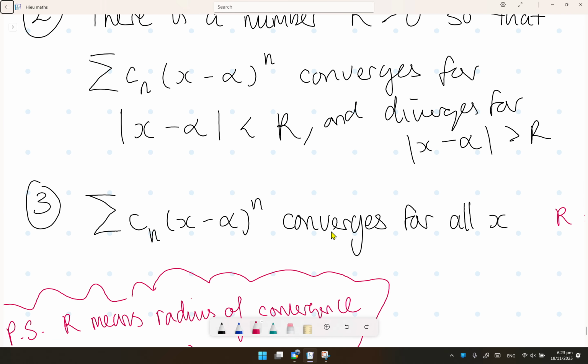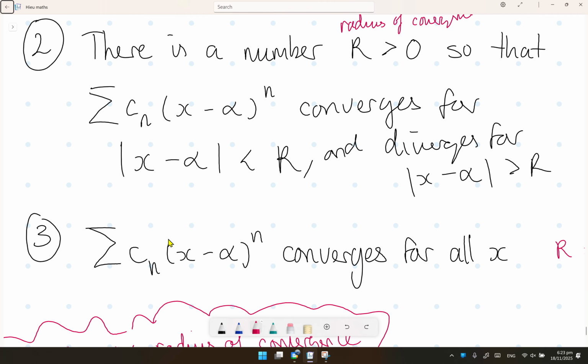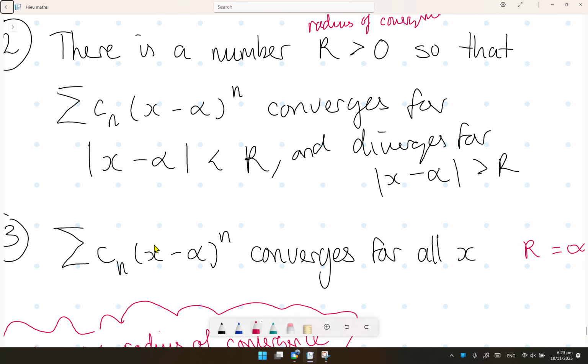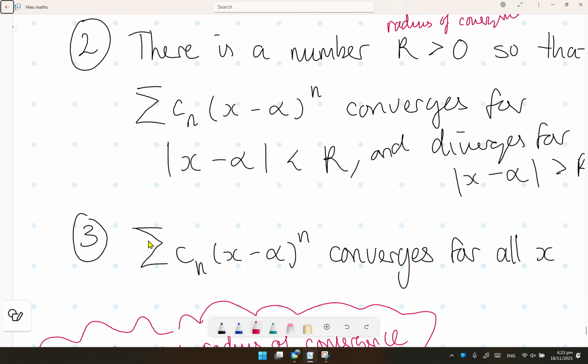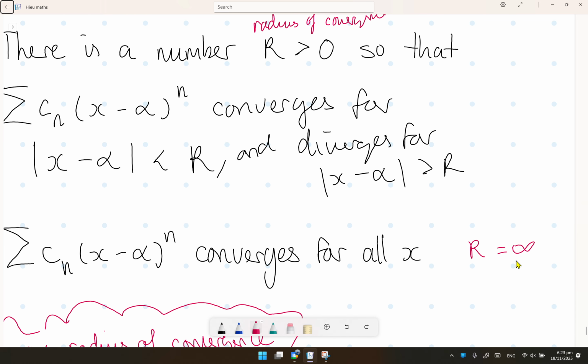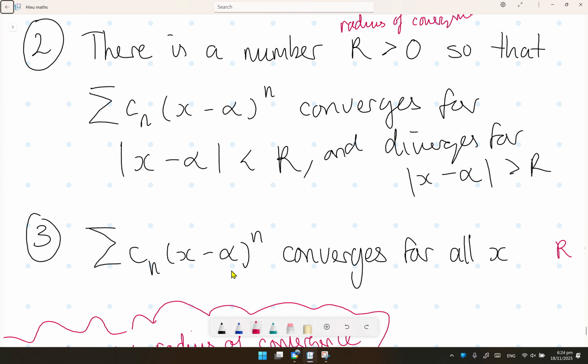Okay, so that's the second scenario. And then there's a third scenario where it just converges for all x's, right? There is no limit. And here r would be equal to infinity, right? x minus alpha is less than infinity if it converges. And that's going to be all terms. So those are the three scenarios.